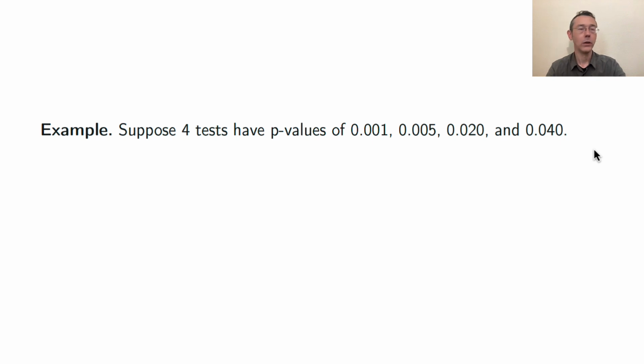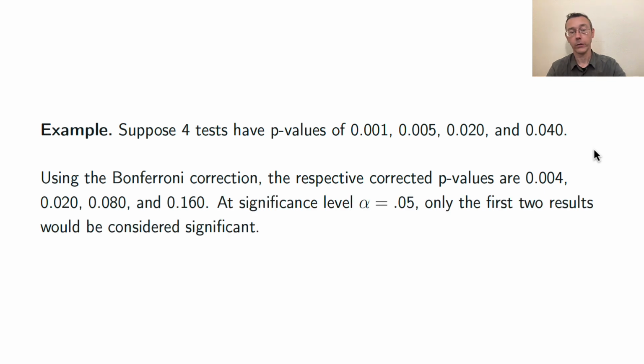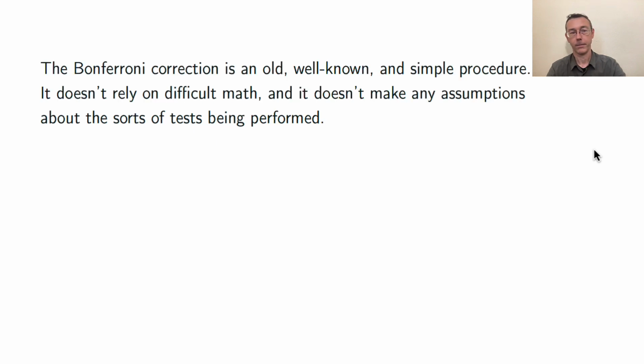Quick example, suppose we have these 4 p-values. Notice that these are all less than 0.05, and so individually each one would qualify as statistically significant when taken in isolation from the others. Applying a Bonferroni correction, we would multiply each of them by 4, and so the results would be 0.004, 0.020, 0.080, and 0.160. And if you're using a significance level of alpha equals 0.05 for the overall test, trying to control the family-wise error rate at 0.05, only the first 2 results would be considered statistically significant.